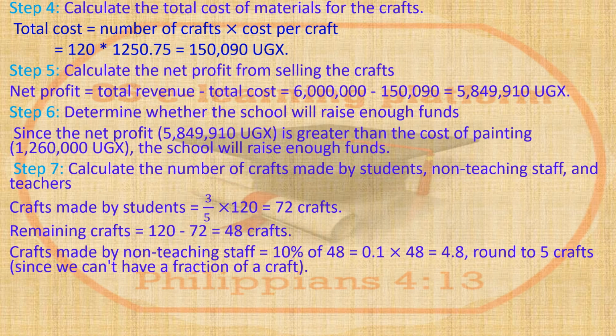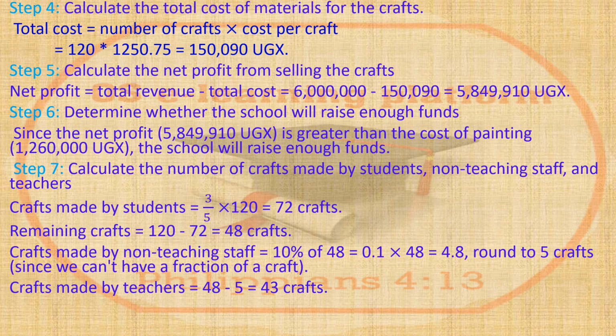And if you add 72 plus 48 plus 5, guess what? We shall go back to 120. Since we can't have a fraction of a craft, we have to round. So for the crafts made by the teachers, we shall have 48 minus 5, that is 43 crafts. So now we can see that the remaining crafts is 48, but out of that, the non-teaching staff is making 5 of them, and then the crafts made by the teachers is 43.